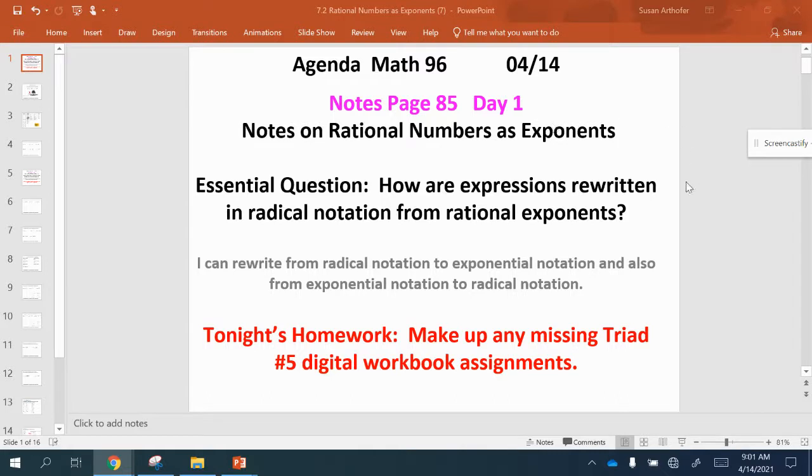So we're only going to do a little bit of the notes. Your essential question at the top of the page is: how are expressions rewritten in radical notation from rational exponents?